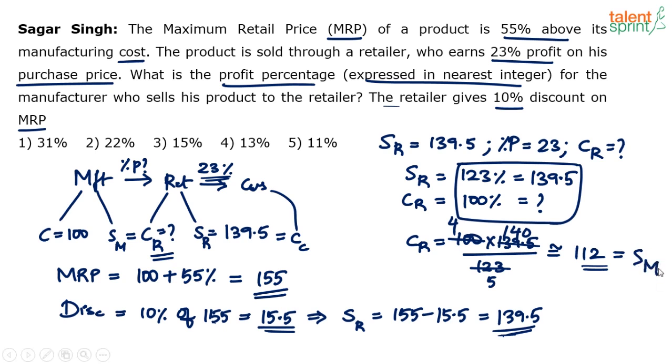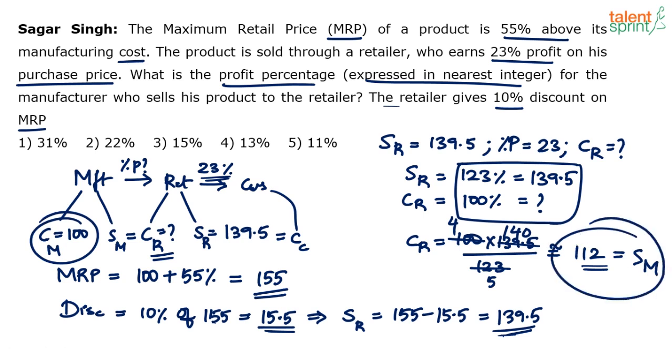Now understand, cost price for the manufacturer is 100 rupees. Selling price for the manufacturer is 112 rupees. So what is the profit percentage? 12. Profit percentage is 12. But again, like I said, the challenge is, you know that the profit is approximately 12%. So option 1, option 2 and option 3 are ruled out. We are stuck between option 4 and option 5. Is it 13% or 11%? That needs to be evaluated now. So what do we do?